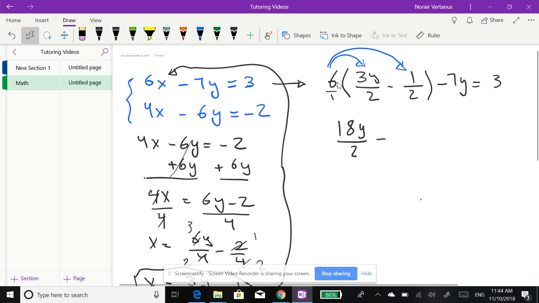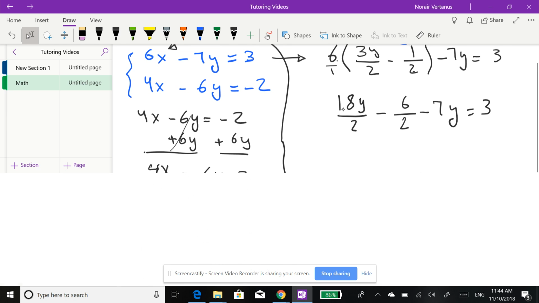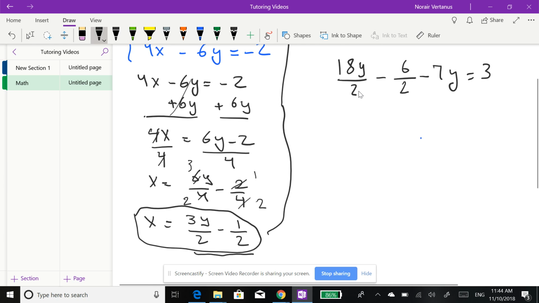Minus, now 6 times this 1 over 2. 6 times 1 is 6, and 1 times 2 is 2. Okay, minus 7y equal to 3. Now this can simplify. 18 divided by 2 is 9, and 6 divided by 2 is 3. Both of these are divisible by 2. So it's going to be 9y minus 3 minus 7y equal to 3, right?